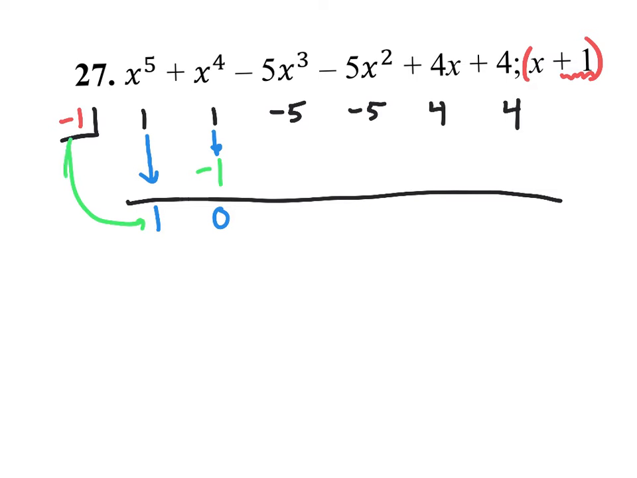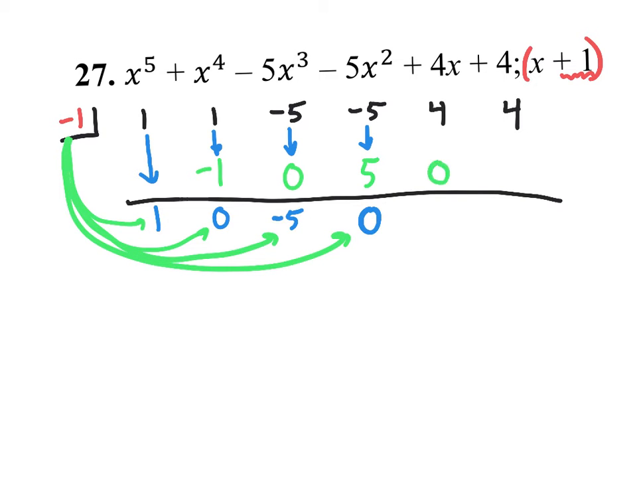As I go up, I multiply. -1 times 0 is 0. As I go down, I combine. -5 plus 0 is -5. As I go up, I multiply. -1 times -5 is +5. As I go down, I combine. -5 and +5 is nothing. As I go up, I multiply. -1 times nothing is nothing. As I go down, I combine. 4 plus 0 is 4. As I go up, I multiply. -1 times 4 is -4. As I go down, I combine, and no surprise, the remainder is 0.